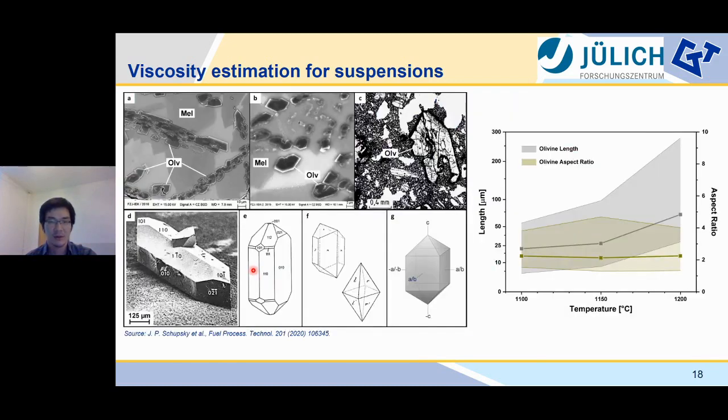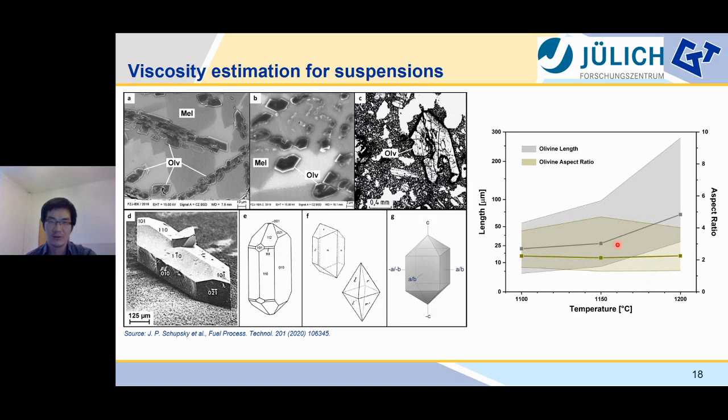Another interesting phenomenon I want to share with you is the constant aspect ratio. For example, here, this is the olivine phase. The aspect ratio is roughly 2, even as the crystal grows from a temperature of 1100 degrees C to 1200 degrees C.